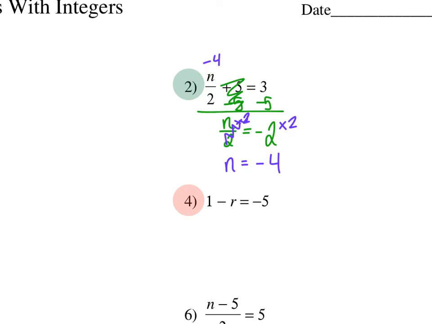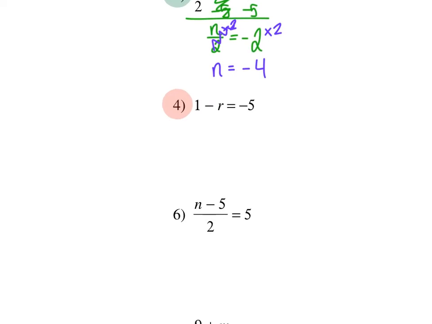All right, so let's look at number 4 then. Number 4 says 1 minus r equals negative 5. So the constant that I want to get rid of here is this 1. I've already got my variable term, this negative r. I want to get rid of this positive 1 right here. So again, I'm not looking at this sign. That belongs to the r. I'm looking at the 1, and it doesn't have a sign, so that means it must be positive. So we're going to put a negative 1 underneath of it. And that cancels out, giving us negative r equals negative 6.